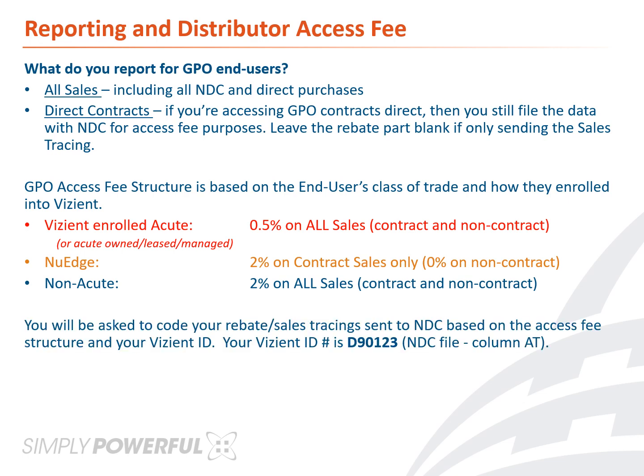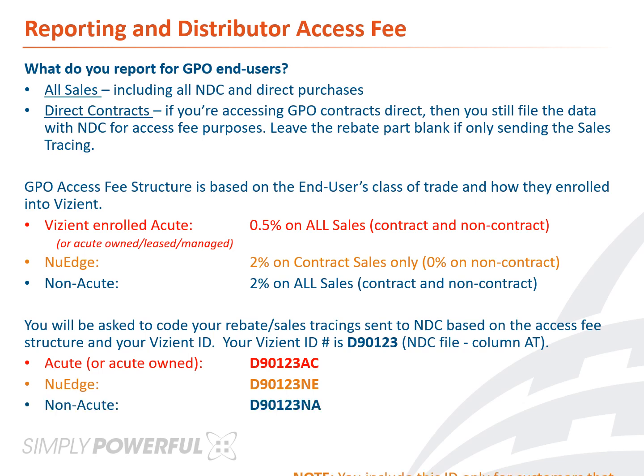So, in your monthly sales tracing report, you're going to be asked to provide your ID number and code these sales based on the class of trade. Again, if it's an acute care facility, include AC behind there and add NE to all of your non-acute sales tracings because you're a NuEdge distributor.